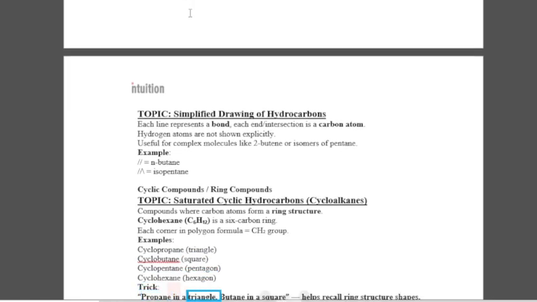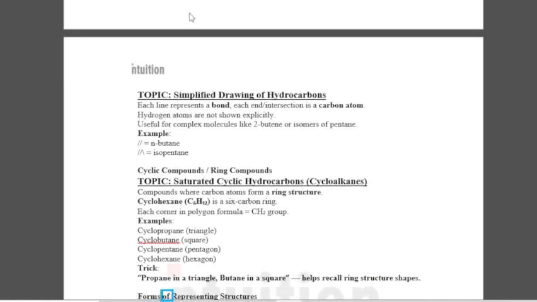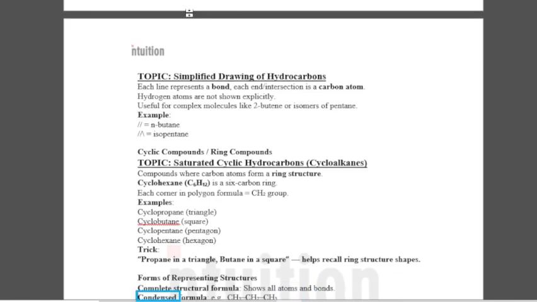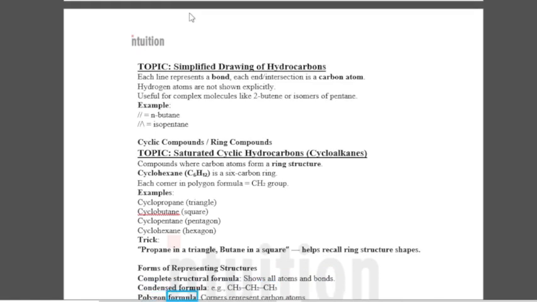Propane in a triangle, butane in a square. This helps recall ring structure shapes. Forms of representing structures. Complete structural formula shows all atoms and bonds. Condensed formula, e.g., CH3CH3. Polygon formula.